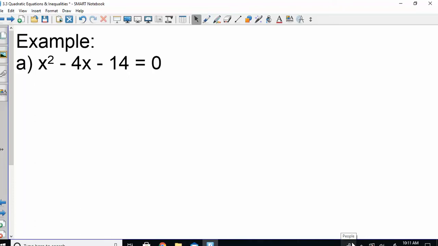So, for example, if I asked you to solve this, we would always try to factor first, because that's going to be the fastest and easiest method. Is there anything that multiplies to negative 14 and adds to negative 4? No. So that means I have to solve this some other way. So we can do quadratic formula, or we can do completing the square. They both work all the time.